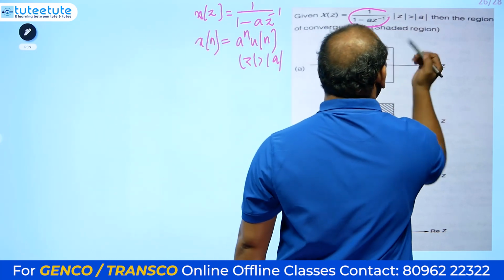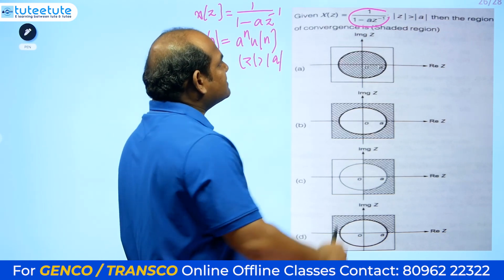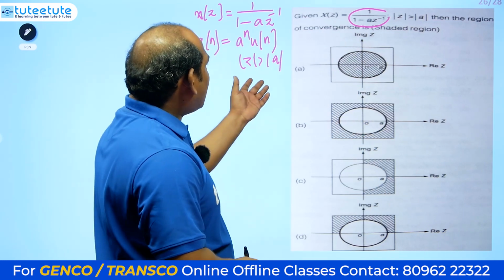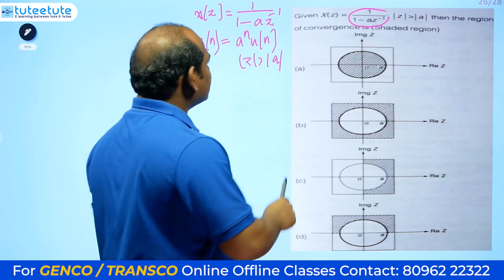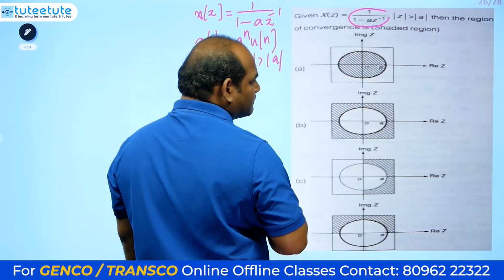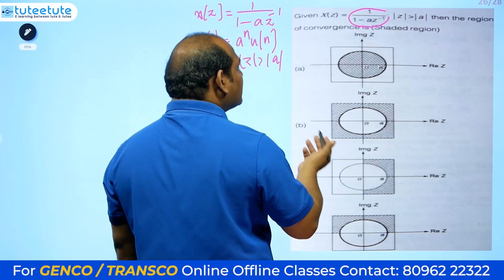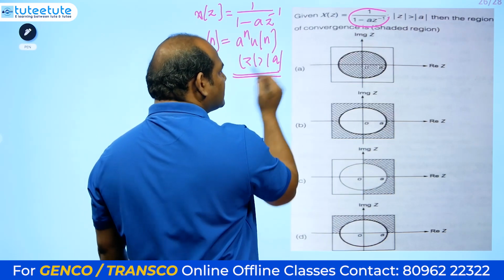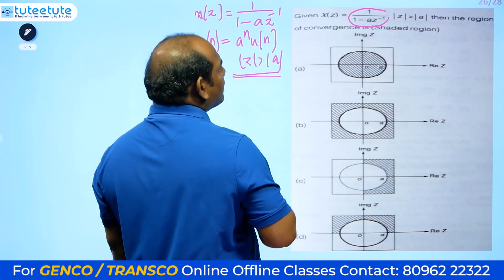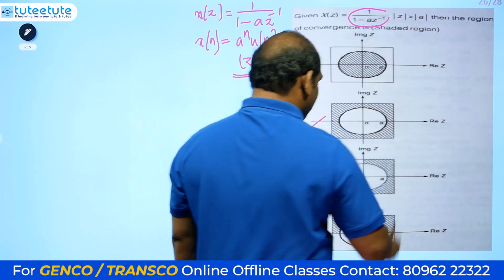Then the region of convergence we have to calculate. Using this ROC, we can tell the answer very easily. You see, this is a circle with radius a. In every diagram it is the same thing, a circle with radius a. But what is the ROC? Mod z is greater than a. That means we have to take the outside of the circle. So it is outside, and this is the correct option.